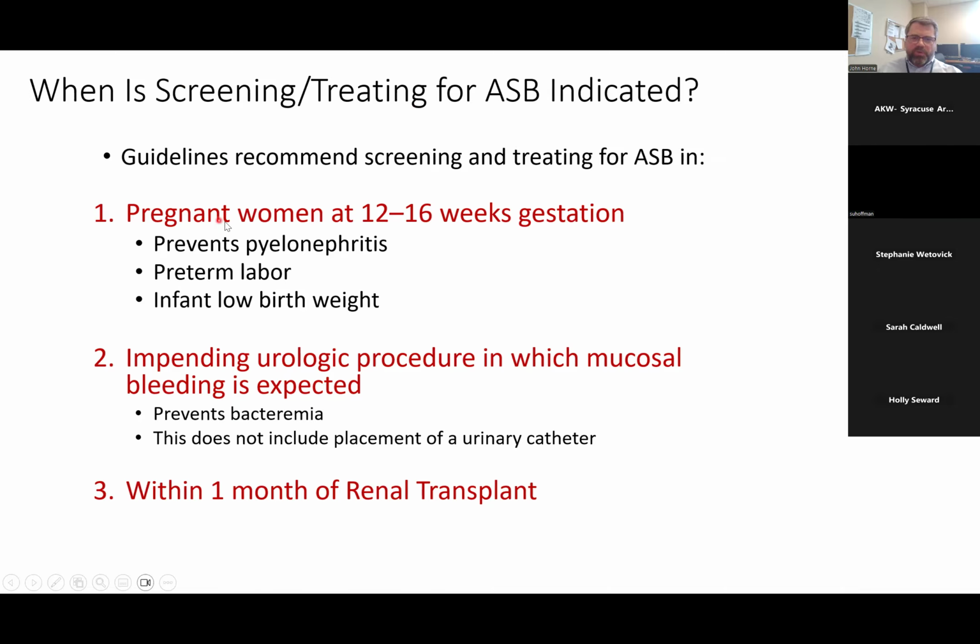So pregnant women, you would treat, and the reason you would treat is because it prevents pyelo, preterm labor, and infant low birth weight. So if a patient is pregnant, that's the time you would screen and treat for asymptomatic bacteria. Impending urologic procedure: this is not to sterilize the bladder. You just give a one-time dose at the time of the procedure, and that's to keep their normal bacteria in their bladder from getting into the blood and causing problems. Or one month within a renal transplant, and they're growing something. So with or without symptoms in these cases, you would treat.